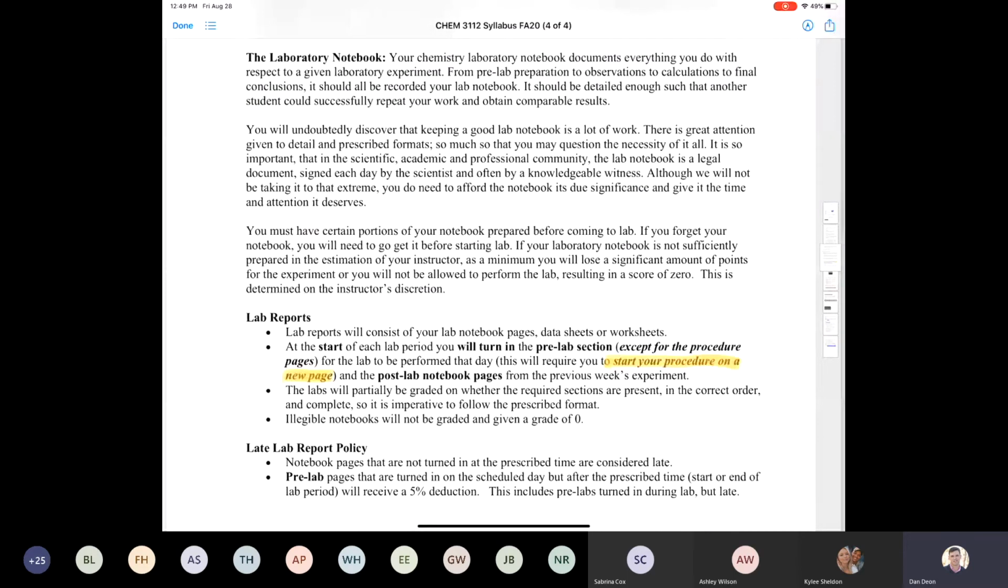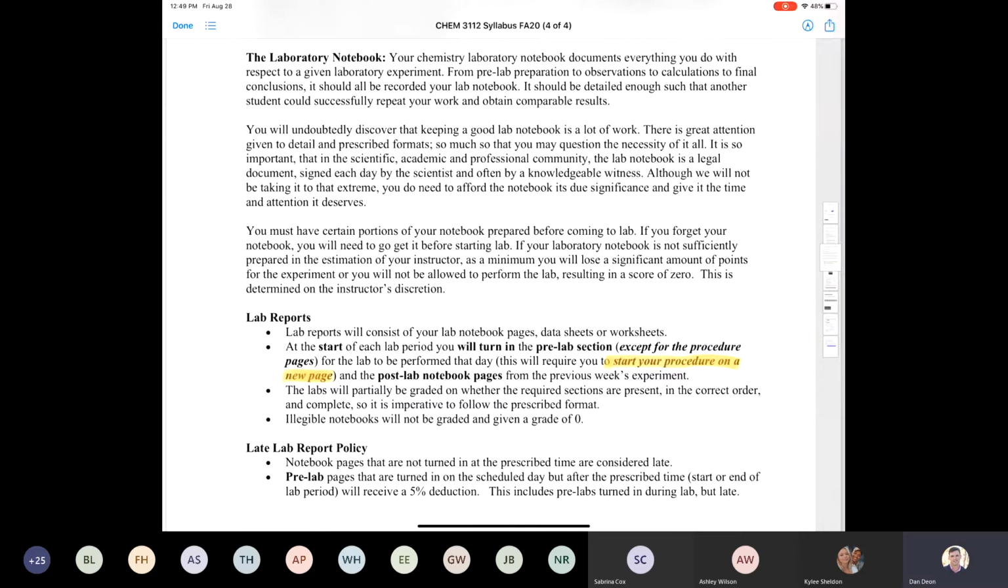Now, before we continue, I just wanted to ask you, yes, you need lockdown browser for the quizzes. Are there any questions that anybody has about lab notebooks? You can either unmute your mic or you can type it out in the chat. Any questions at all, really?